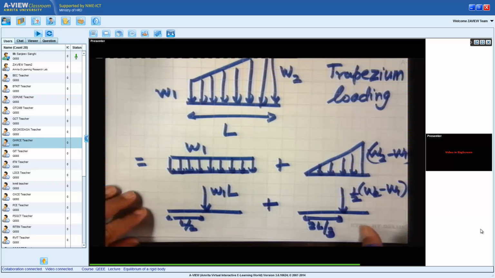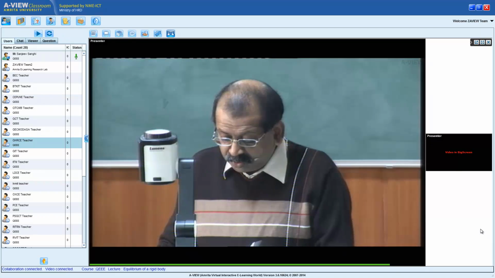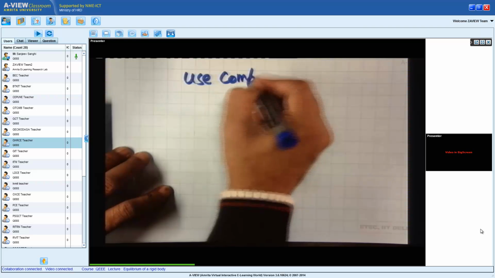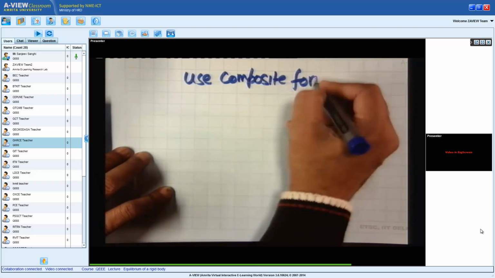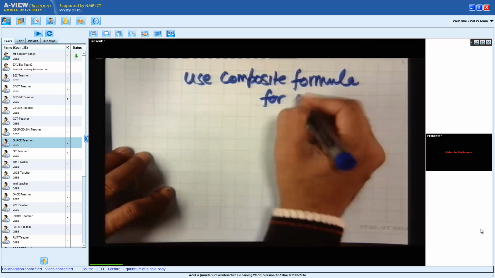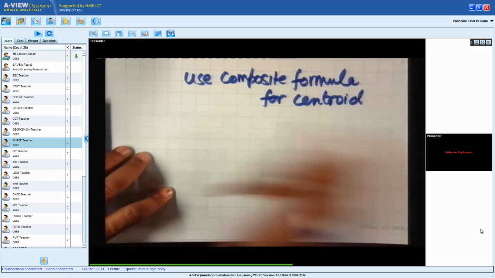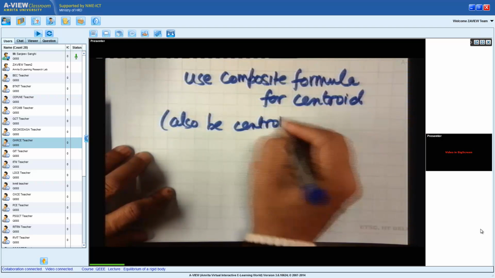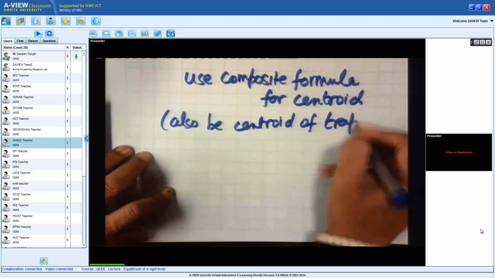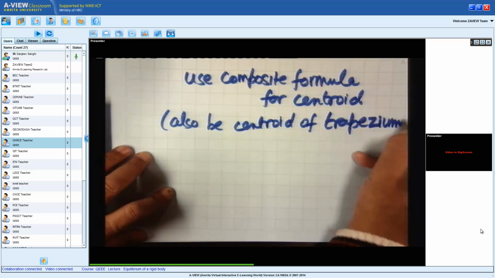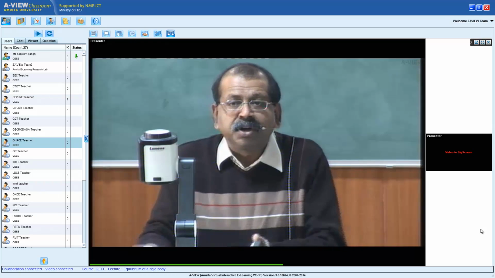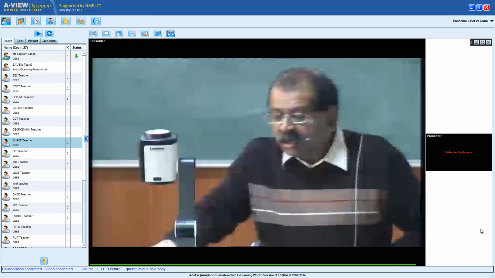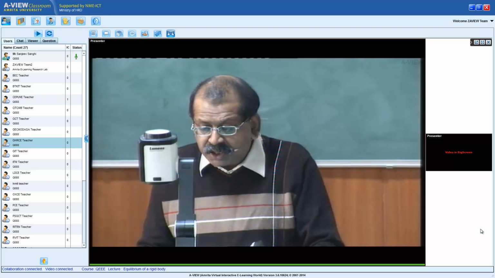So these two have to be now effectively put together, and we can use the composite formula for the centroid of the trapezium. I do not know the formula. I don't remember the formula of the centroid of the trapezium. I know the basic formula. I don't recall these details. So then what I can do is I can just work it out.